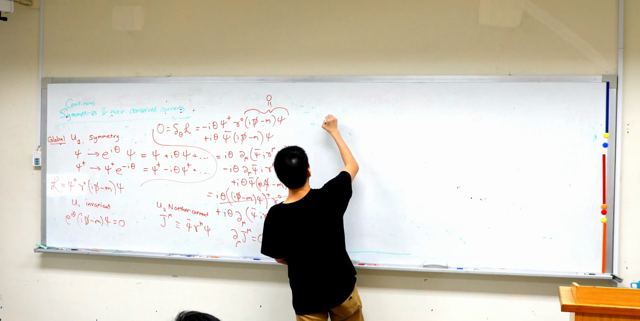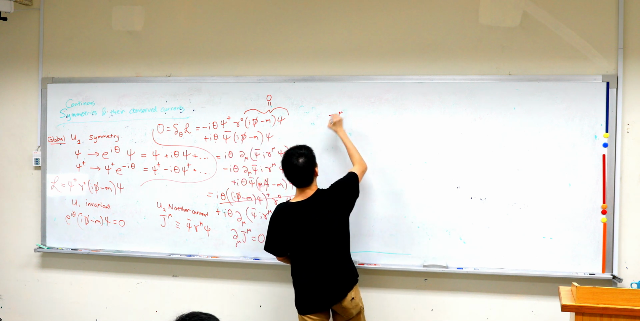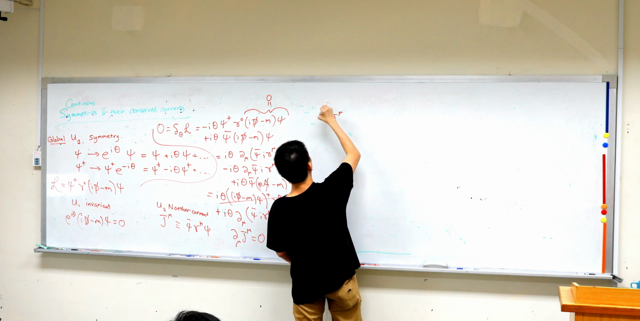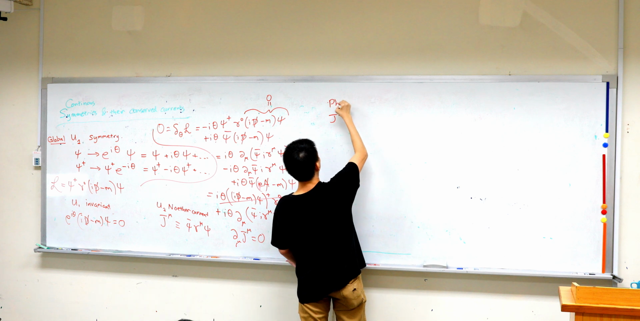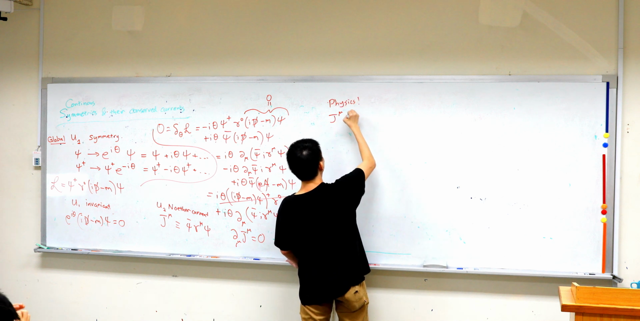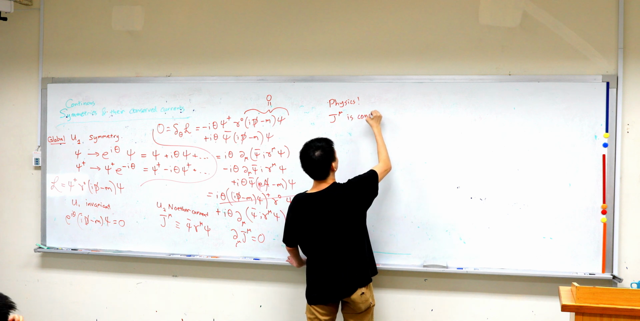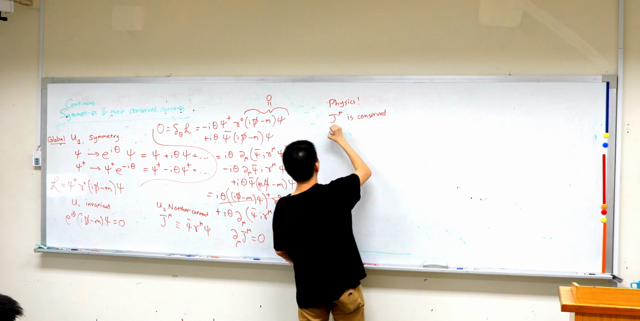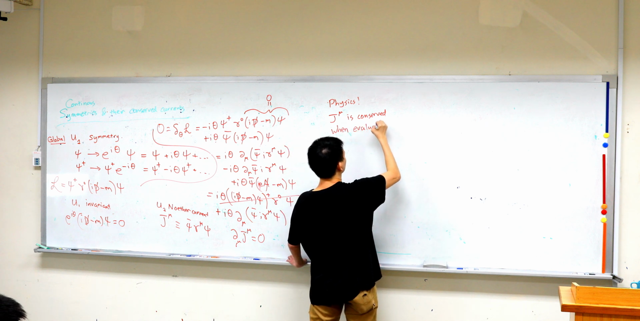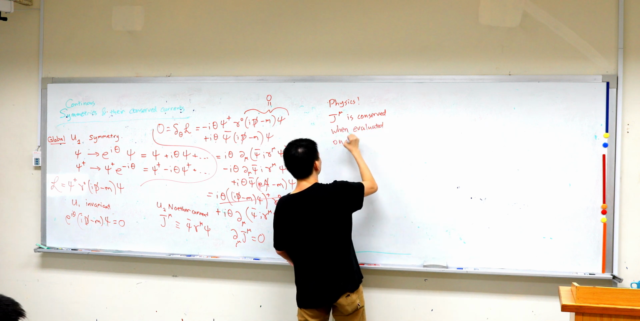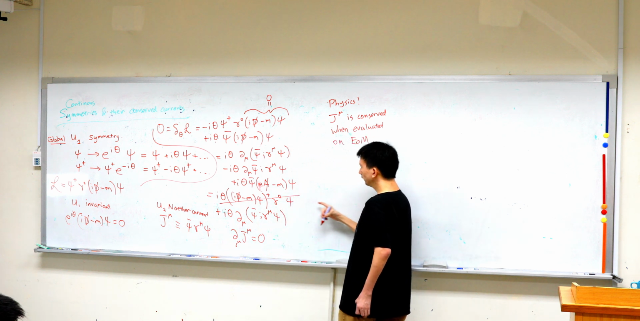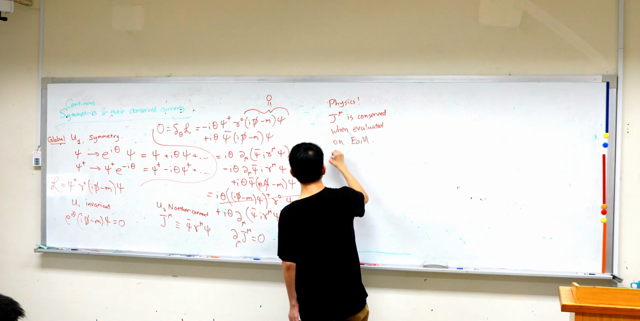So J mu, the reason why this is a physical statement, the physics is that this guy is conserved when evaluated on the equations of motion, meaning it needs to solve the Dirac equation, i.e.